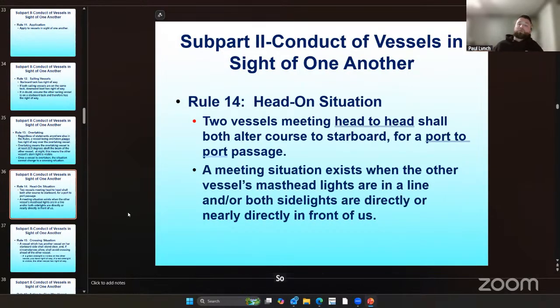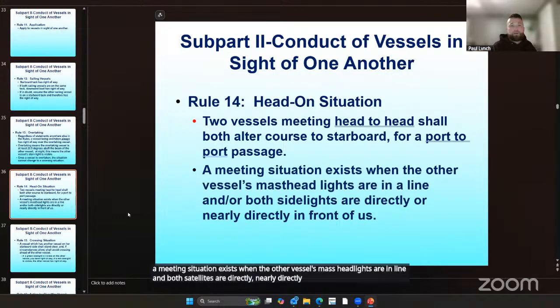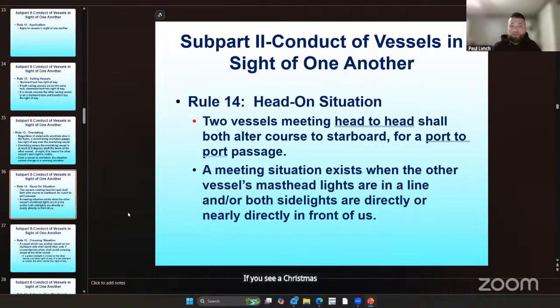So a head-on situation: two vessels meeting head to head, alter course to starboard for a port-to-port passage. A meeting situation exists when the other vessel's masthead lights are in line and both sidelights are nearly directly in front of us. If you see a Christmas tree coming at you, get out of the way. The more lights you see, the more dangerous the situation is.